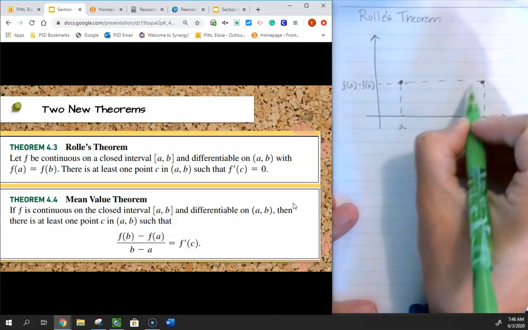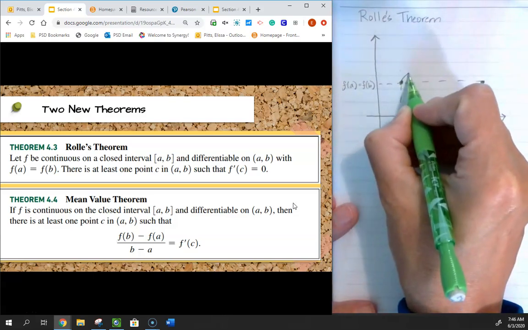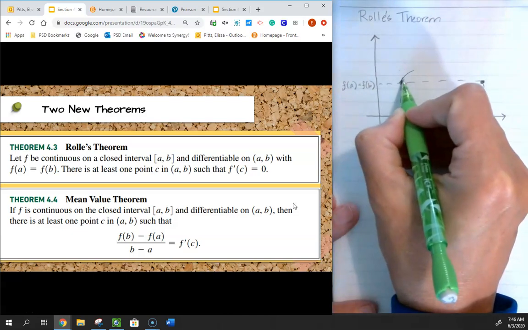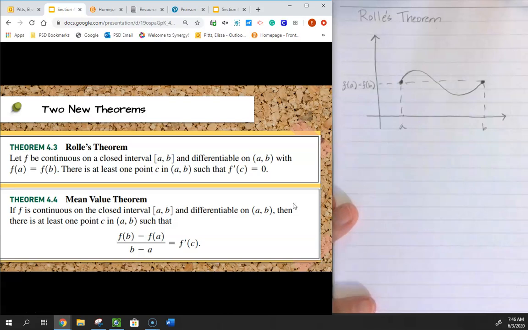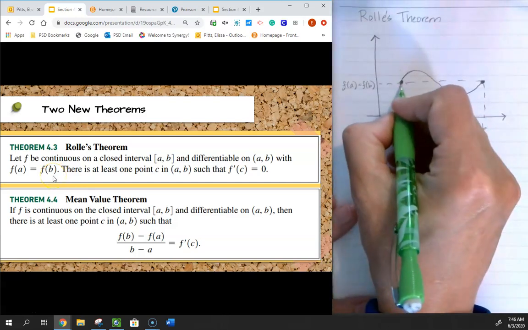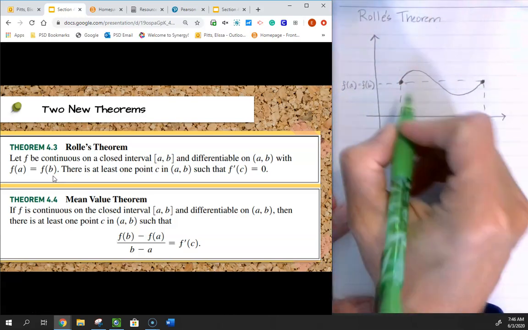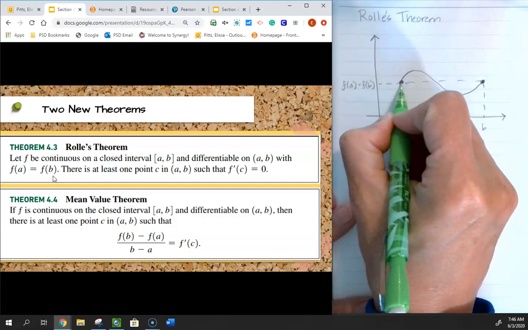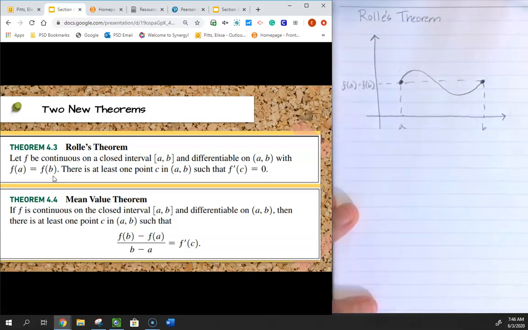And so any function that I draw in here can be really simple. I could just do this, or I could do something wild and crazy and go up and down, or I can be sort of middle of the road and draw something that looks like that. So that's a continuous and differentiable function on that interval, and f(a) needs to be equal to f(b). So the main difference between Rolle's theorem and the mean value theorem is that Rolle's theorem has to have these endpoints at the same height. So this height and this height, f(a) is equal to f(b).